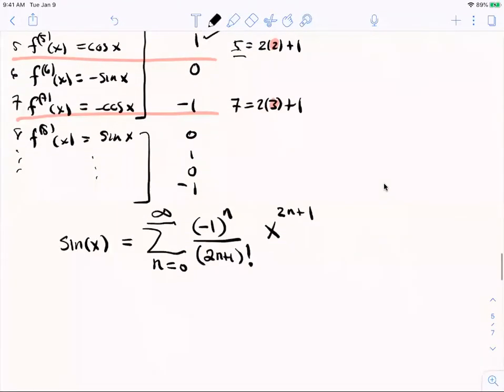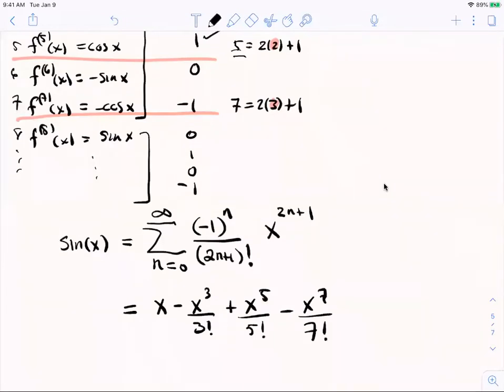So if we write this out, if we start with our new counter n equals 0, the first term of this thing is going to be x. And then the signs are going to alternate. The next term is going to be x cubed over 3 factorial. And then we're going to get x to the 5th over 5 factorial, x to the 7th over 7 factorial.